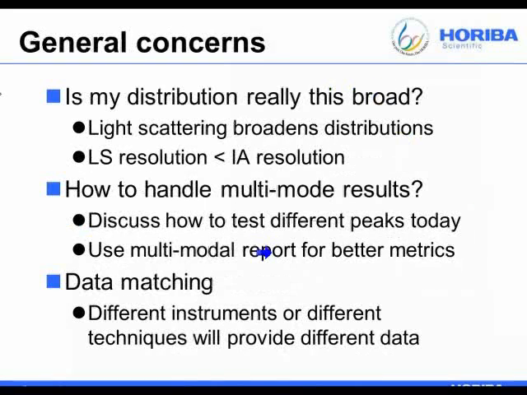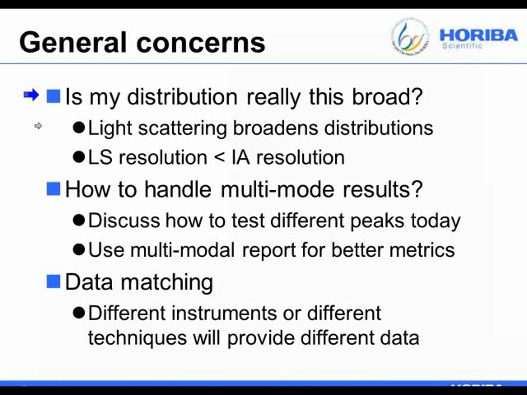Didn't know that. Some more general concerns, things that maybe we'll touch on a little bit but not get into too much depth today. Is my distribution really this broad? Or you could say it the other way, is my distribution really this narrow? So just in general, light scattering will broaden distribution. Any light scattering technology like laser diffraction or dynamic light scattering tends to broaden distributions.